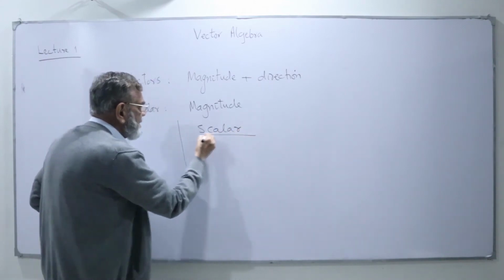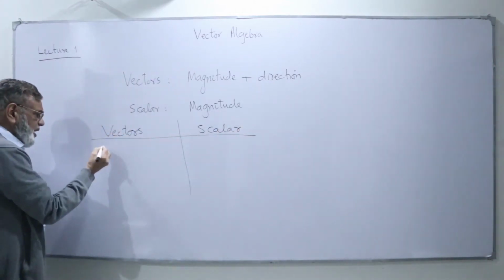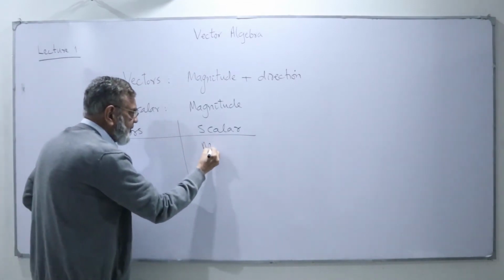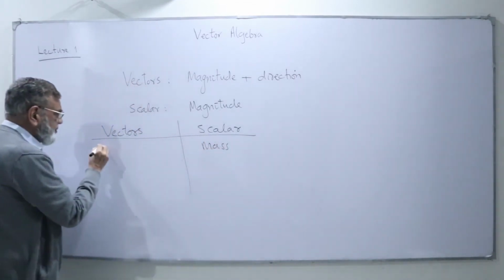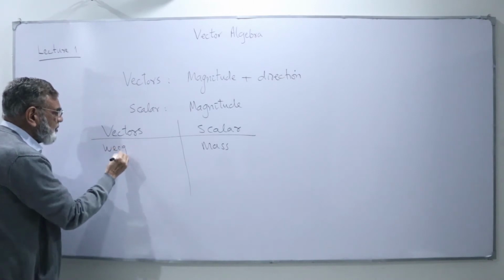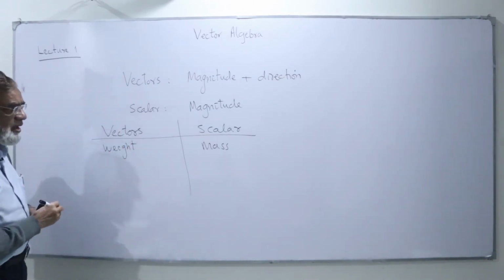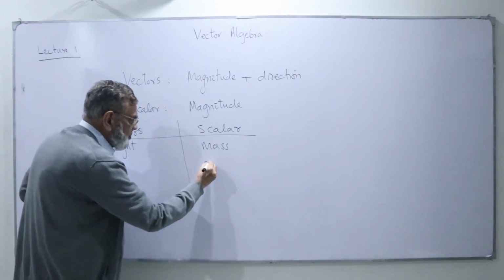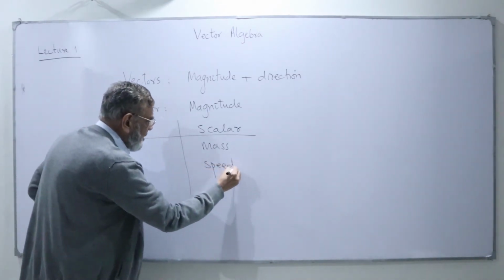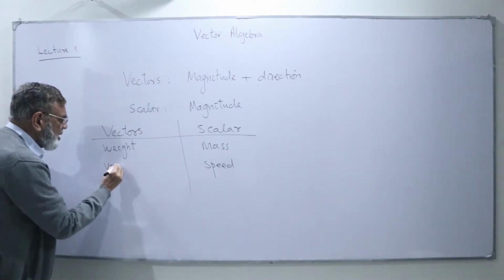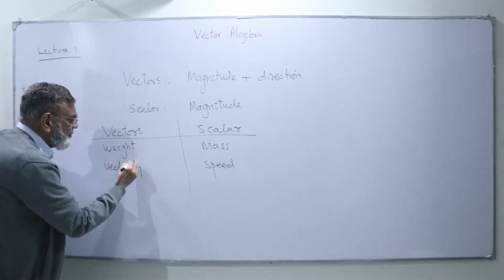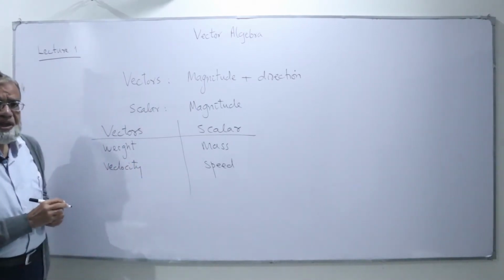Physically, we can see it like this. Our mass is a scalar. Then we have weight. Weight is a vector. Weight is the pull of gravity. There is a direction also. Then we can have the speed. Our speed is a scalar. But we have velocity. Velocity is a vector. It has the magnitude, also the direction.